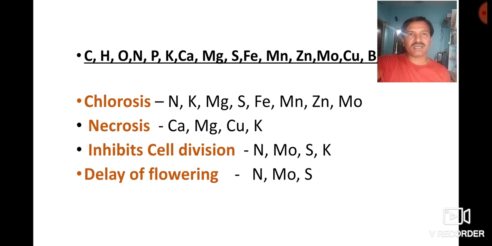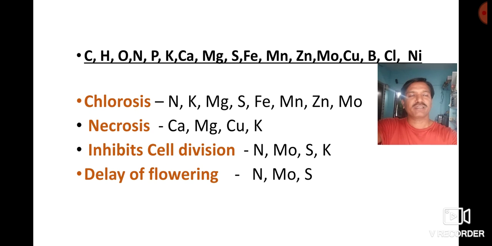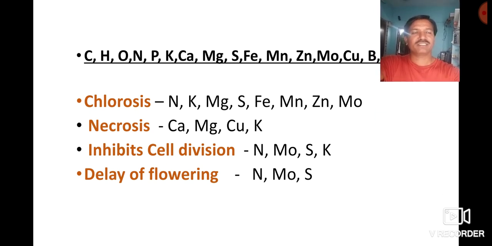And the essential elements are carbon, hydrogen, oxygen, nitrogen, potassium, calcium, phosphorus, magnesium, sulfur, iron, manganese, zinc, molybdenum, copper, boron, chlorine, and nickel. Nickel is the 17th essential element. Of these, carbon, hydrogen, and oxygen are structural elements. They are obtained in the form of CO2 and H2O. The remaining elements are obtained from the soil.